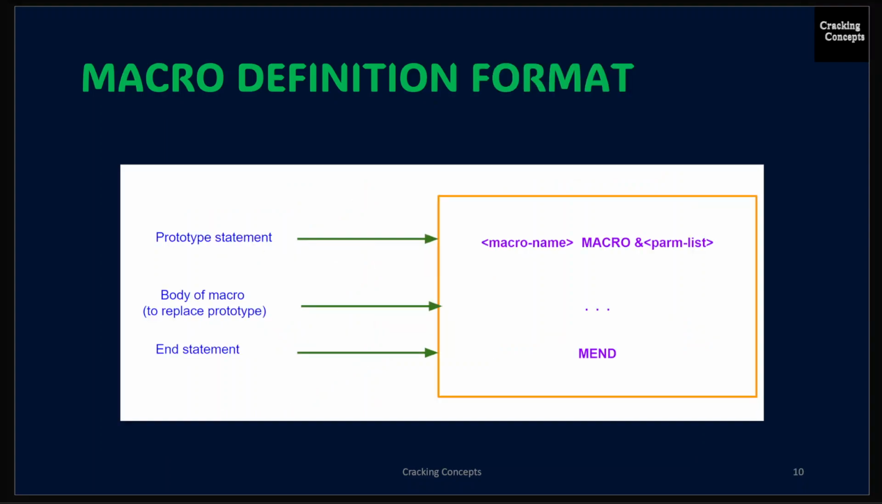Now we'll look into the macro definition format. First, we have the prototype statement where we have the macro name followed by the keyword MACRO, followed by the list of parameters which begin with an ampersand and are separated by commas. Then we have the body of the macro, and finally the end statement, which is MEND, which marks the end of the macro.